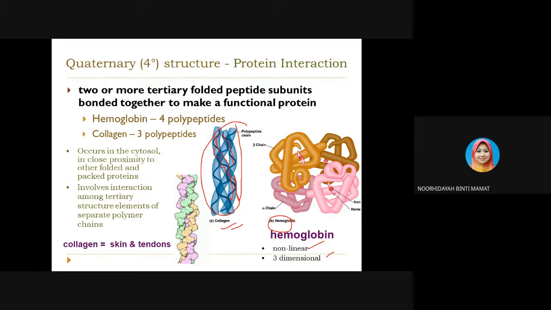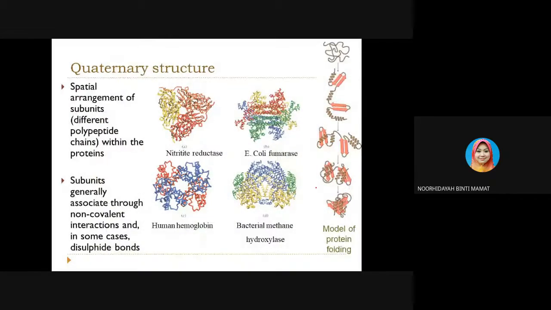It involves the interaction among the tertiary structure elements of separate polymer chains. So these are different polypeptides. They interact with each other to make a functional protein. The spatial arrangement of subunits, which are different polypeptide chains within the protein, as you can see from here. The subunits generally associate through non-covalent interactions, and in some cases disulfide bonds, to add more stability. For example, here there are probably three polypeptides.